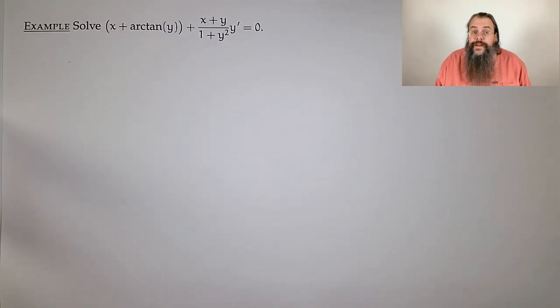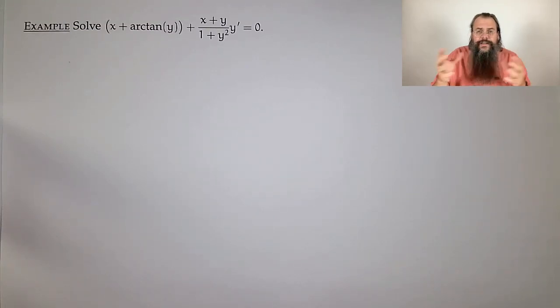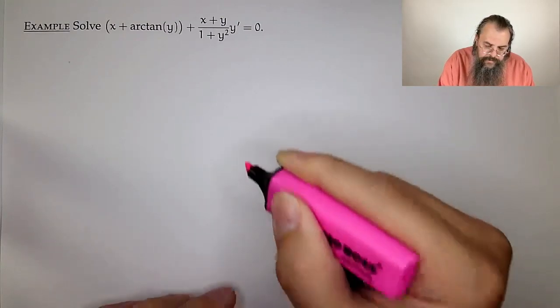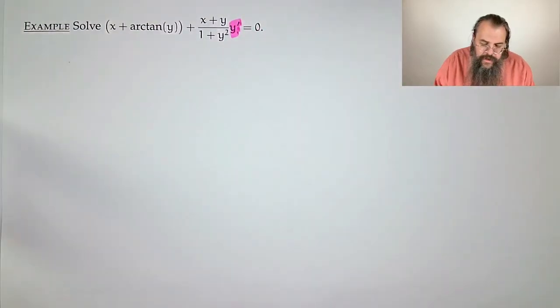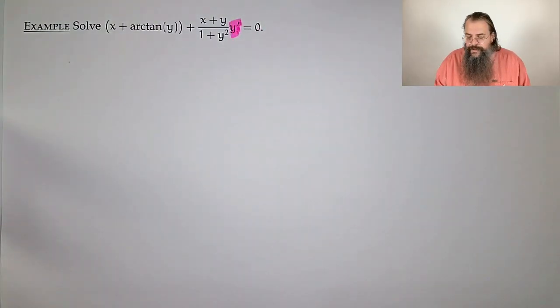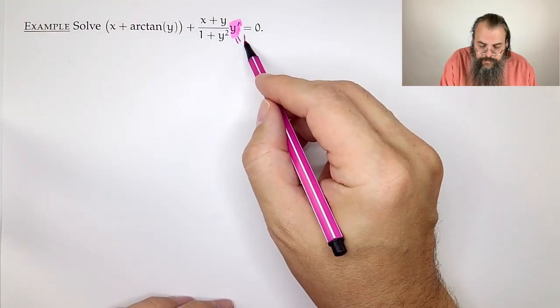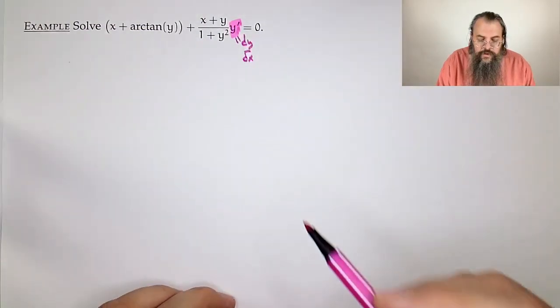So here we go. Solve x plus arctangent of y plus x plus y over 1 plus y squared times y prime equals 0. Now you might be thinking to yourself, wait, this isn't of the right form. There's no dy dx floating around. Okay, look, we can fix that. That's no problem. This y prime really stands for dy over dx.